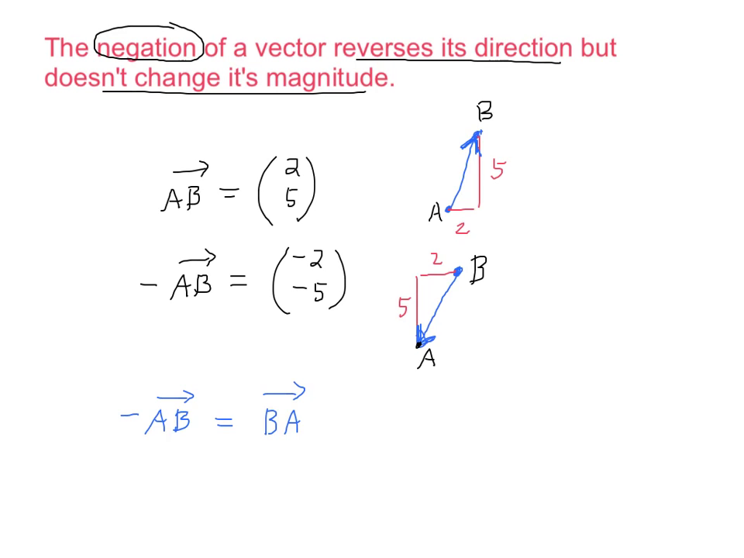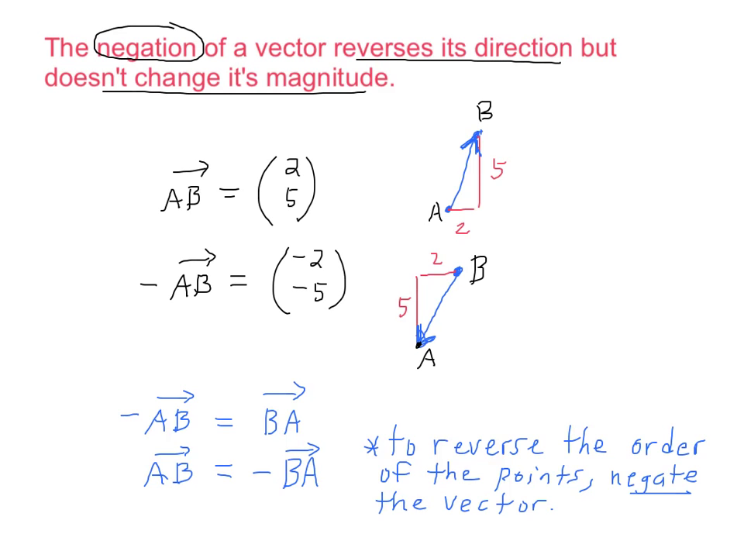And we can take this a step further. We could say that vector AB is the same as the negation of vector BA. Think of it as you're just dividing that negative over to the other side. So what this is really suggesting is that if you want to reverse the order of your letters, just simply negate the vector. We'll just jot that down. To reverse the order of the points in your vector, you're going to simply just negate the vector.